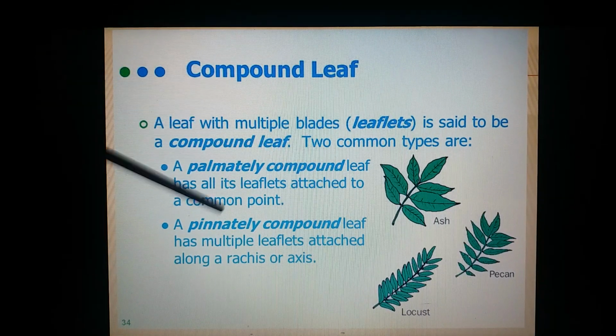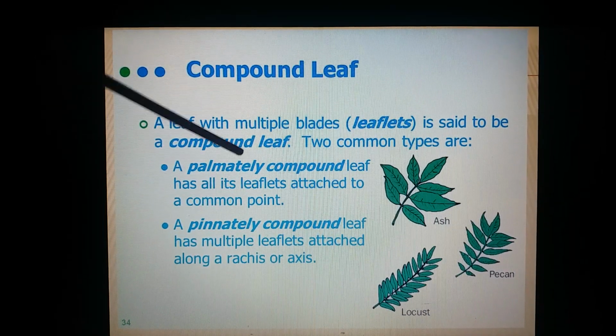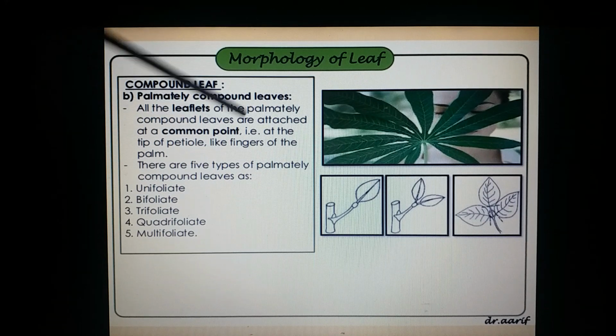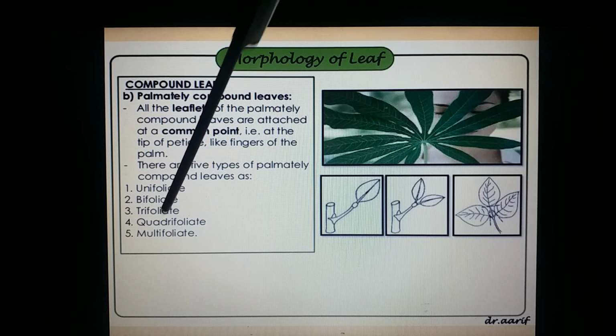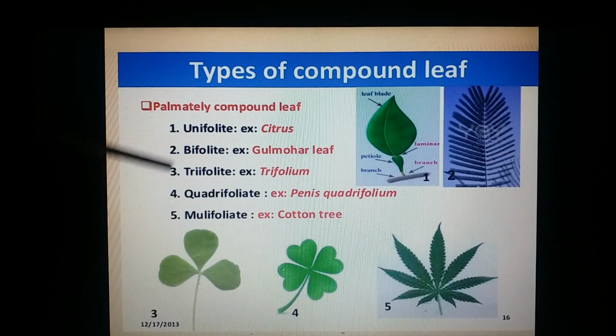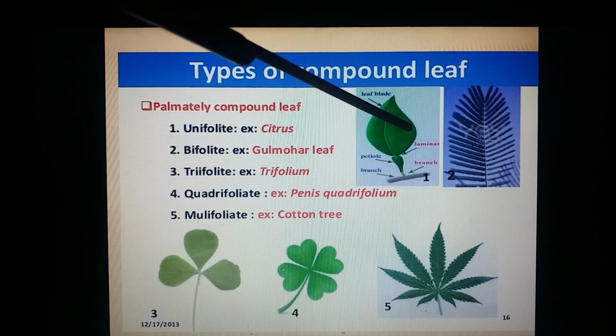Now, compound leaf, the palmate compound leaves. What are palmate compound leaves? Palmate compound leaves are where the rachis terminates with the leaflets. They are not present on either side of the rachis or either side of the petiole, but at the apex of the petiole. Accordingly, if one leaflet is there, unifoliate, bifoliate, trifoliate, quadrifoliate, multifoliate. We'll see them. Here it is, unifoliate having only one leaflet, citrus.